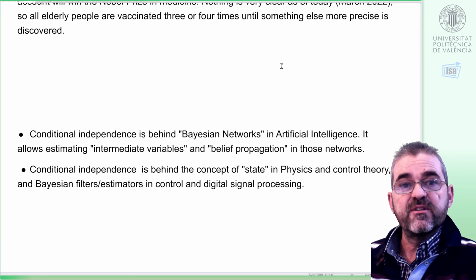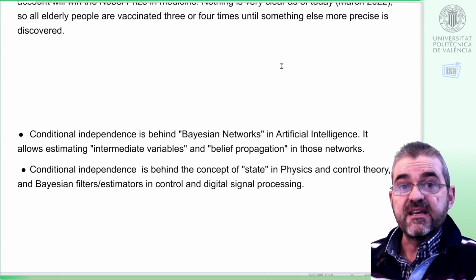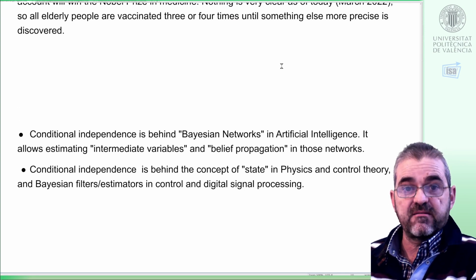Past can influence future only through present, and the concept of state in dynamical models in physics and control, and of course in the Bayesian filters, estimators, in control, digital signal processing, robotics, etc.